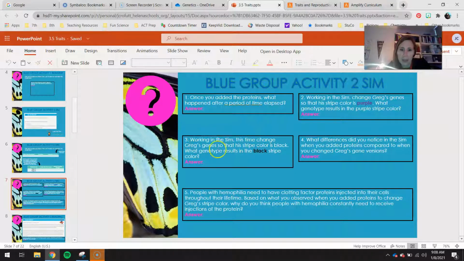Okay. Same thing for black on question 3, working in the sim. This time change Greg's genes so that his stripe color is black. What genotype results in the black stripe color?